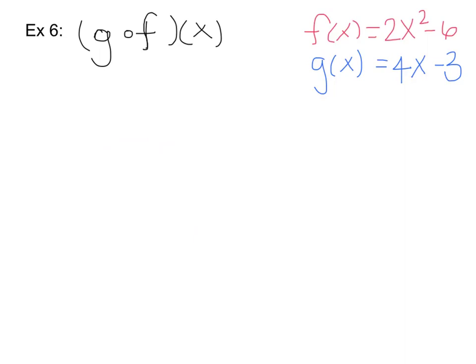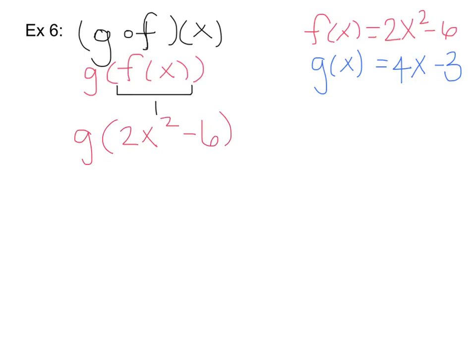In our example number 6, this time we are given g of f of x, and we're not given a number to plug in. So again, I would rewrite this as g of f of x. So we start by plugging in f of x for g. So since this is already f of x, all that I do is I take 2x squared minus 6 and I write it right here. So I'm left with g of 2x squared minus 6.